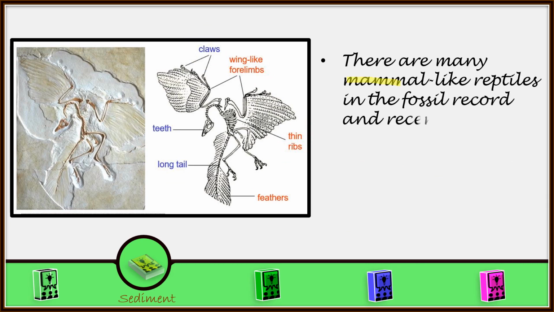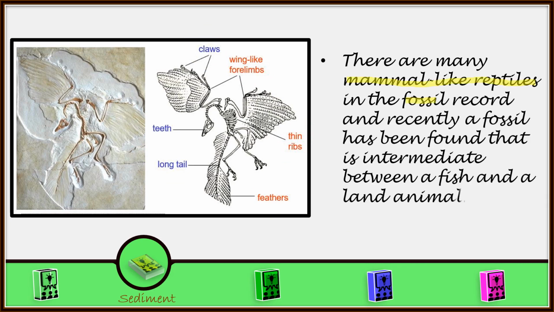So there are many mammal-like reptiles in the fossil record, and recently a fossil has been found that is intermediate between fish and land animals. So they are finding more fossil records, those that are mammal-like reptiles, and those that are intermediate between fish and land animals. So fossils are being found which show intermediates between different organisms.